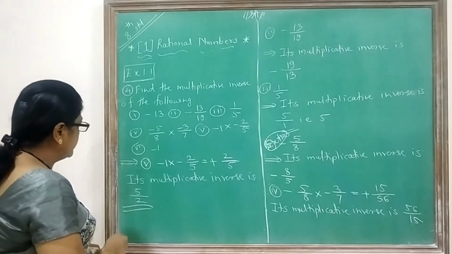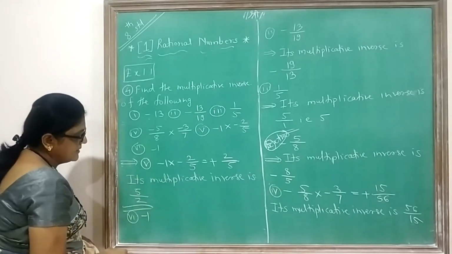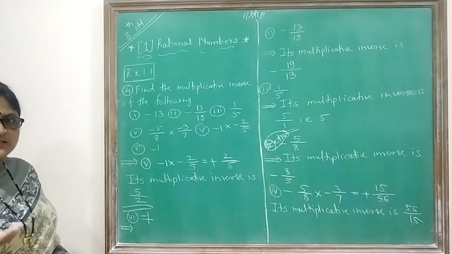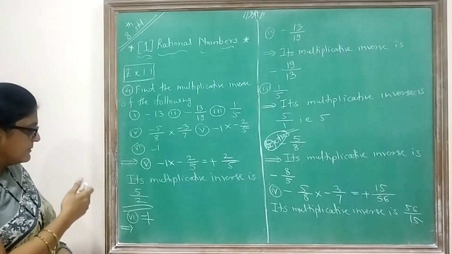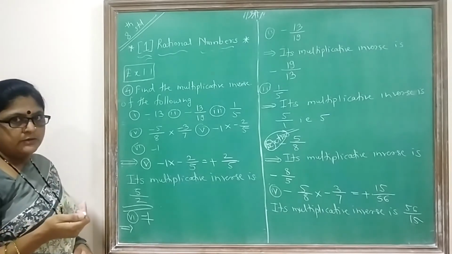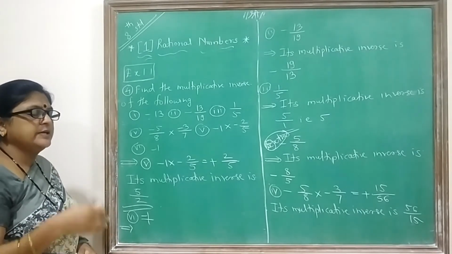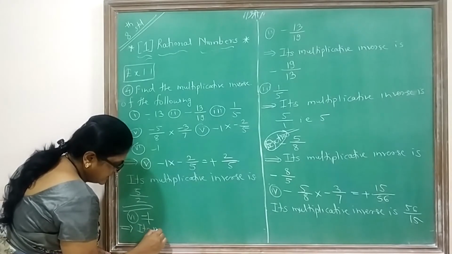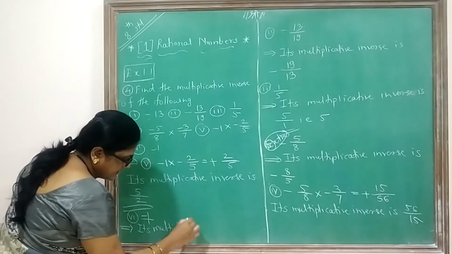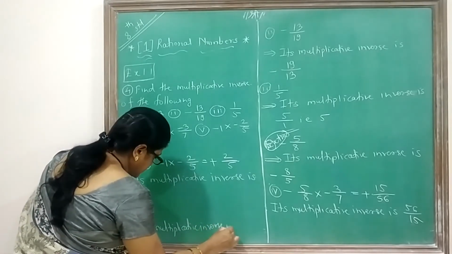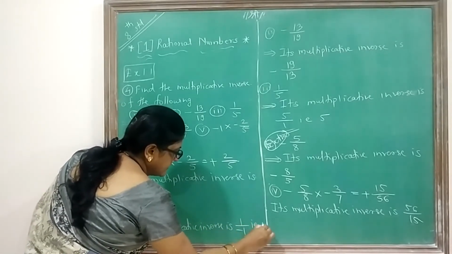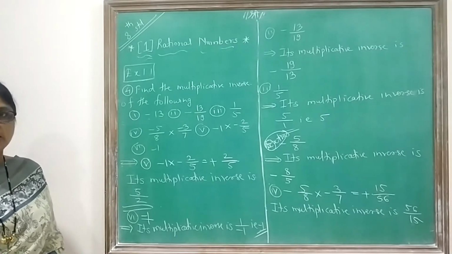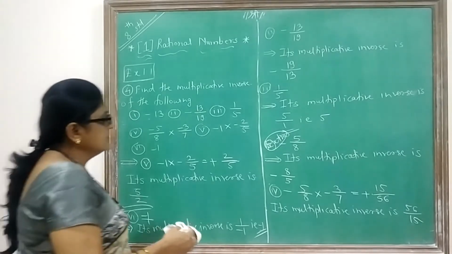Your next example is minus 1. Then minus 1 divided by 1, because your denominator is not present, but always your denominator, you will consider 1. Then here minus 1 by 1 is taken, then you will write its multiplicative inverse, then you will get 1 upon minus 1. This is also minus 1. Then its multiplicative inverse is 1 upon minus 1, that is minus 1, because your denominator is 1, then you will get the same value. Then see the next example.